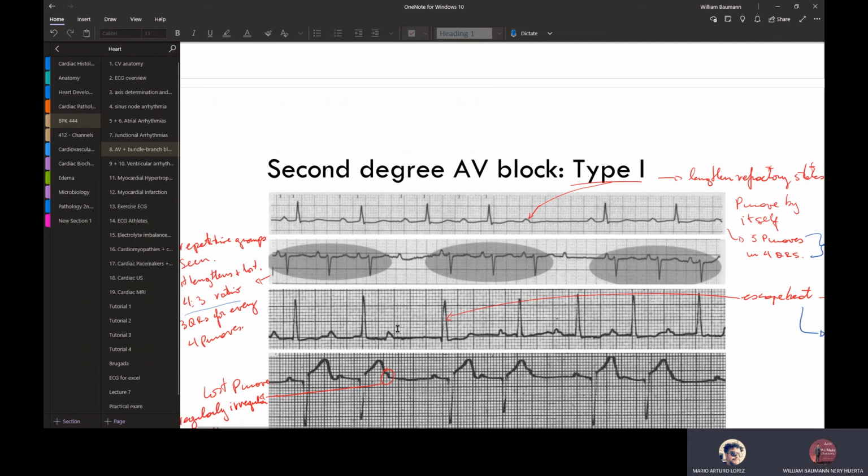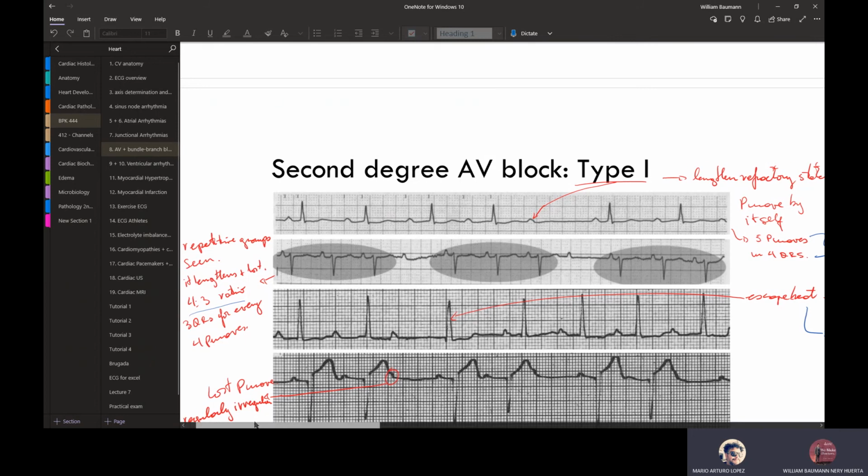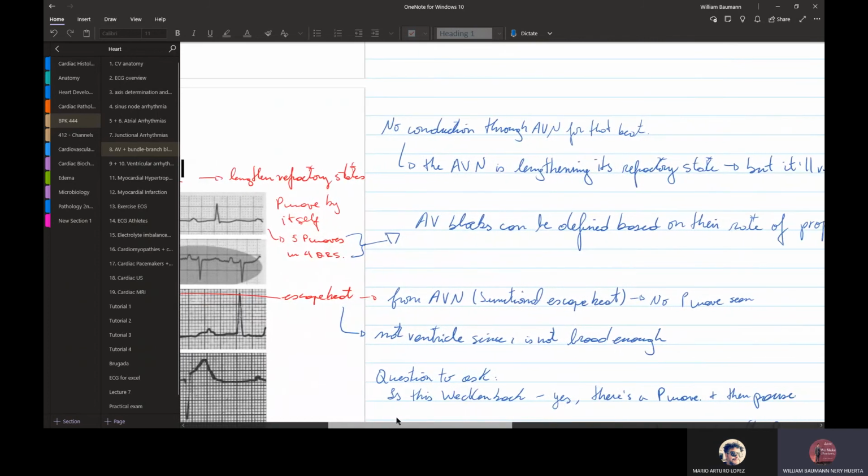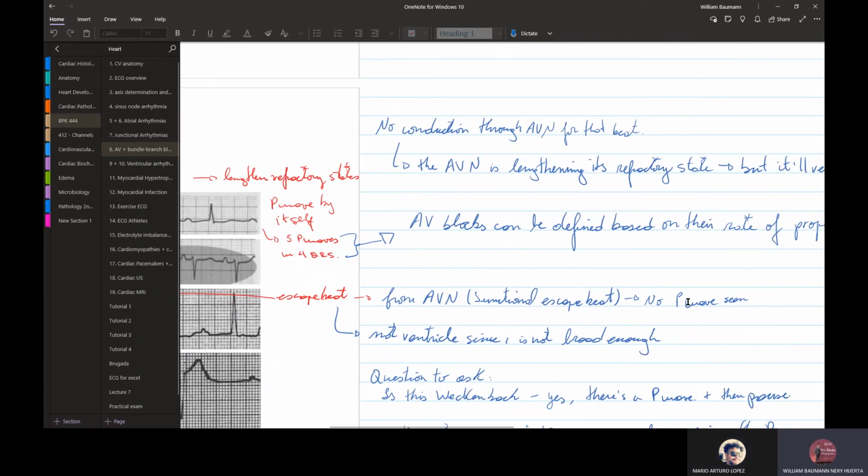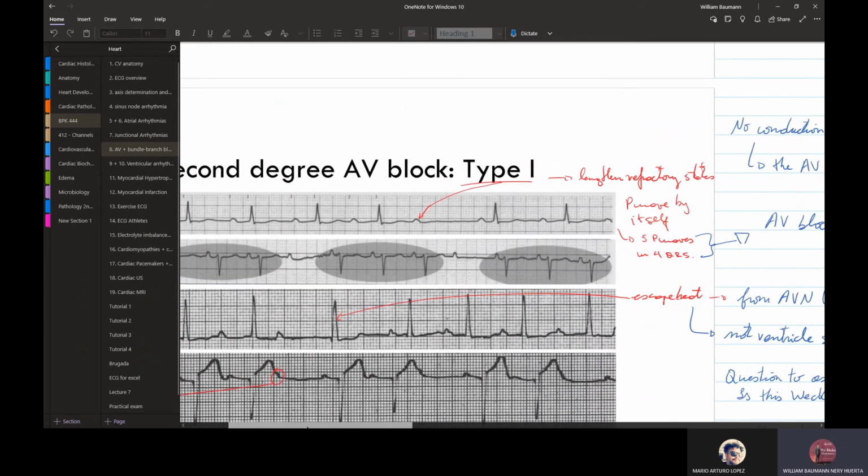Let's look at this tracing right here. I'm pointing right here in the middle, and it says there's an escape beat. Do you remember what an escape beat is? That's when the ventricles don't receive the signal from the SA node. And so it will pace itself, right? It's like a compensation. We haven't received, like you said, a P wave from the AV. So it comes from the AV node, a junctional escape beat, not ventricle, since it's not broad enough.